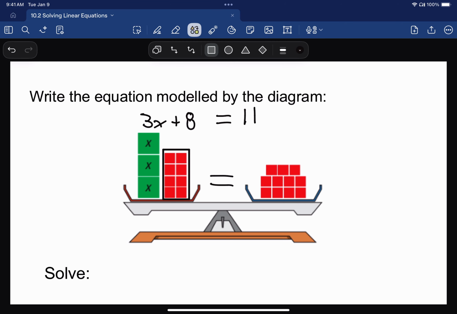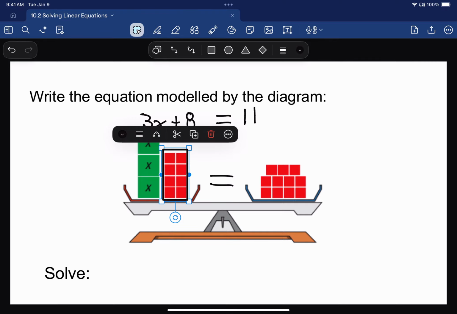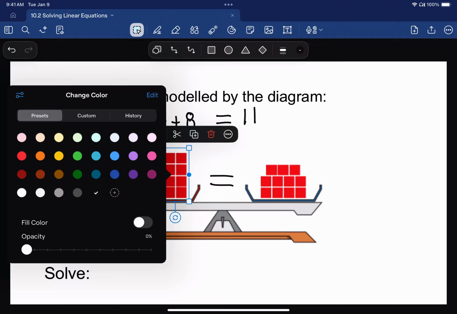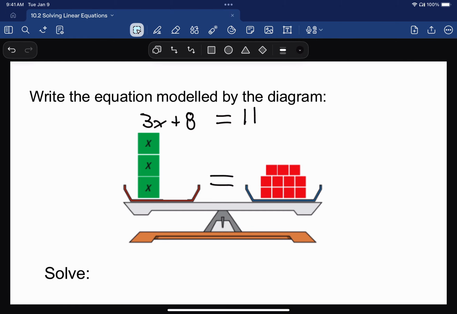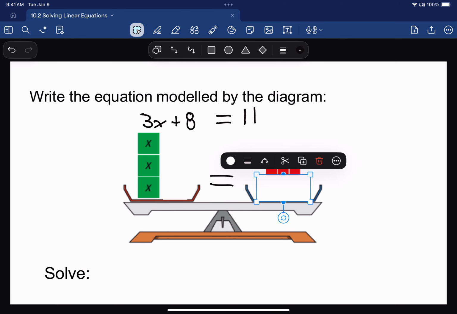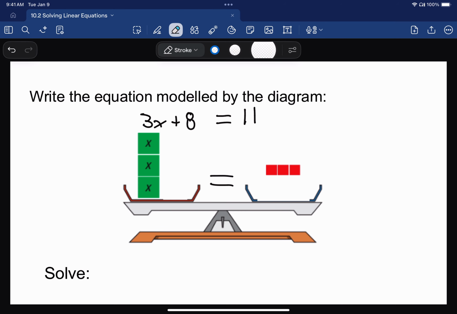Let's say we remove these blocks right here. So these are going to be gone. Let's make this white so it looks like they're gone. There we go. Those are gone now. So we removed those 8 blocks. And now, in order to keep it balanced, we need to do the same thing on this side. So let's remove 8 blocks on this side. We can see this is 8 blocks, and we're going to remove them like so. There we go. And we can see we have 3 left over.